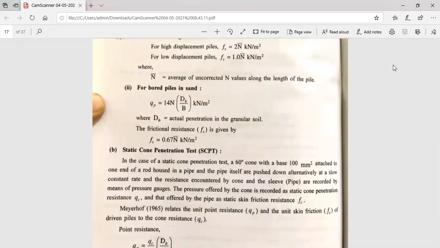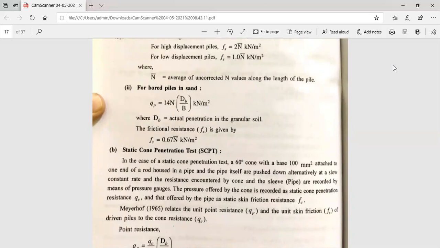For bored piles in sand, the QP equation is equal to 14 N in bracket Db by B kilogram per meter square, where Db is equal to the actual penetration in the granular soil. So the frictional resistance is given by Fs is equal to 0.67 N bar kilogram per meter square.